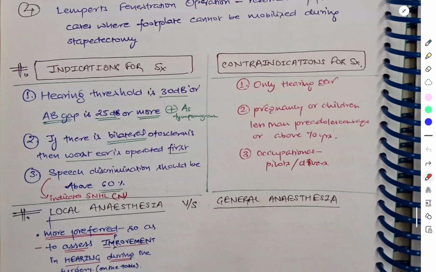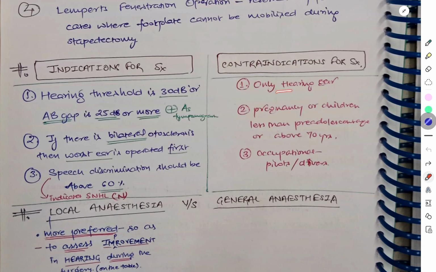Let's see what the indications for the surgery are. If the hearing threshold is 30 decibels, or the AB gap is 25 decibels or more, and there is an As type of tympanogram, we can go for the surgery. If there is bilateral otosclerosis, then the worse ear is operated first. And if there is speech discrimination above 60%, then we have to go for the surgery.